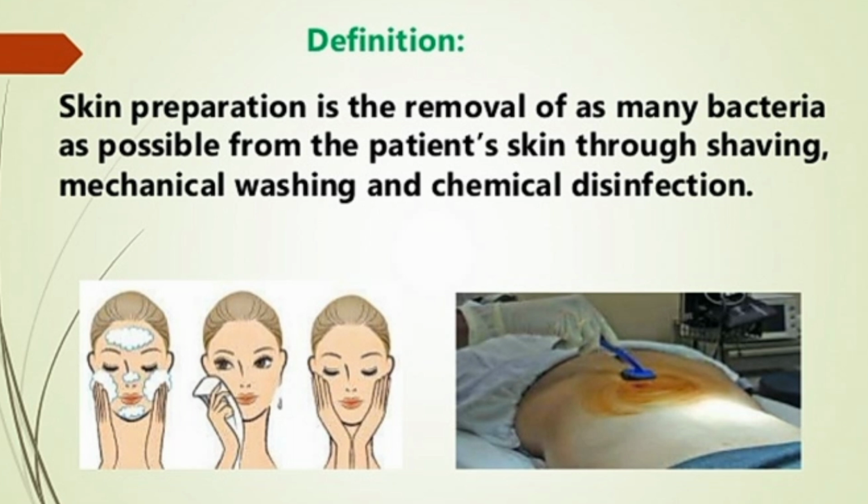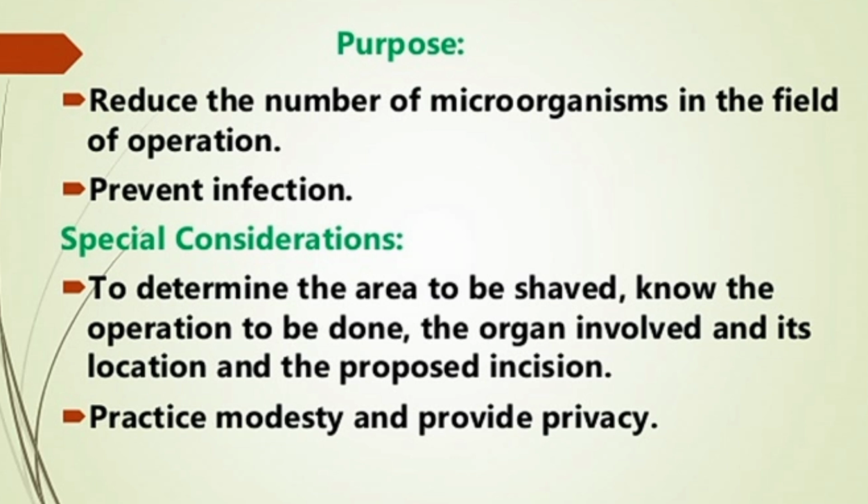And next one is chemical disinfection. That means we are using some solution, for example betadine scrub or soap, and we are cleaning the skin. So this is the definition of skin preparation. Next, purpose: reduce the number of microorganisms in the field of operation. For example, if the surgery is in the abdomen, our focus is to reduce the microorganisms in the abdominal area. Second one is to prevent infection. If we clean properly, we can prevent the infection.